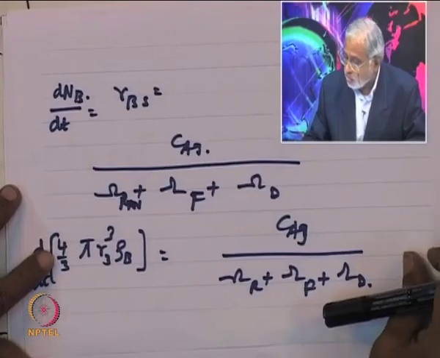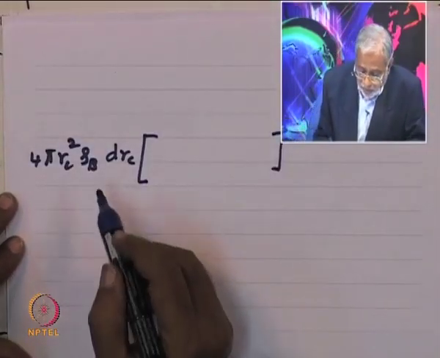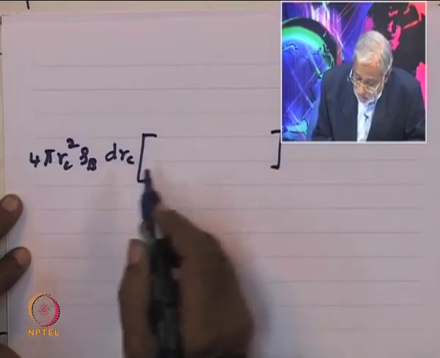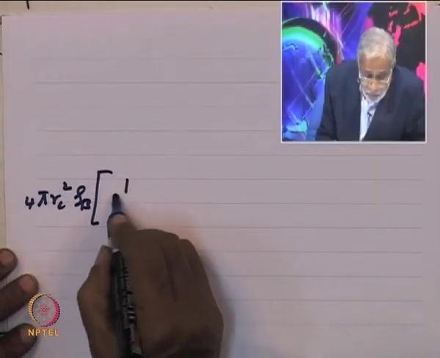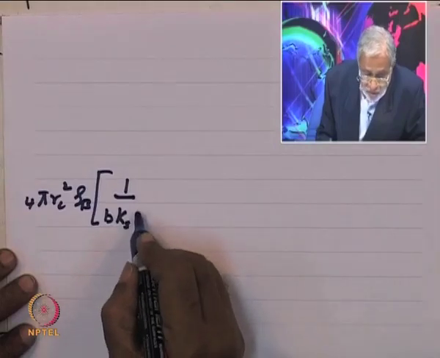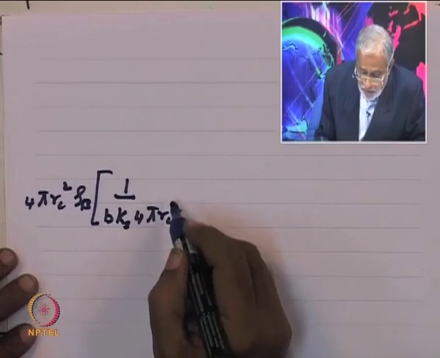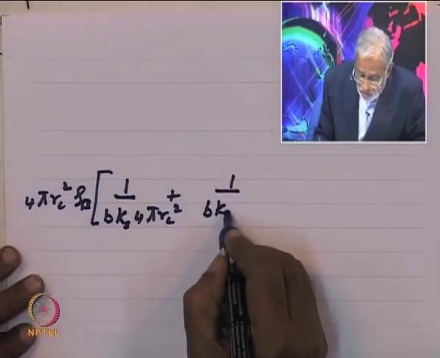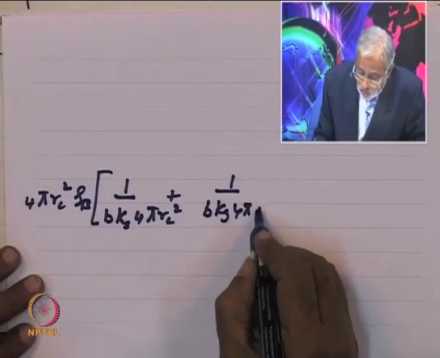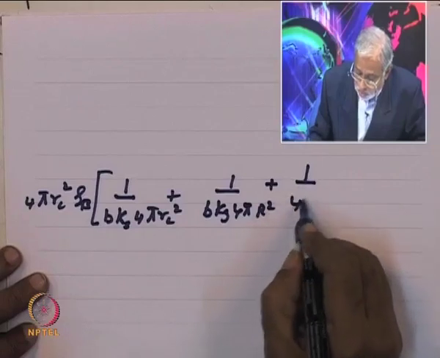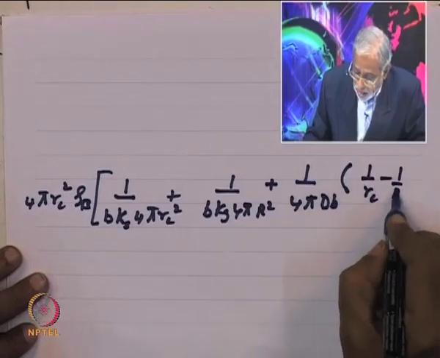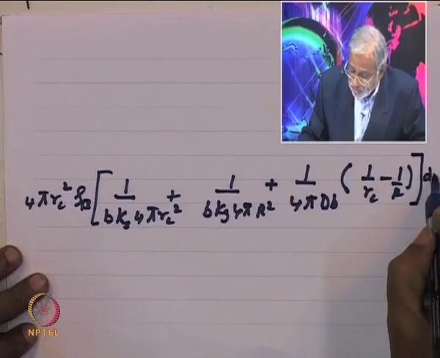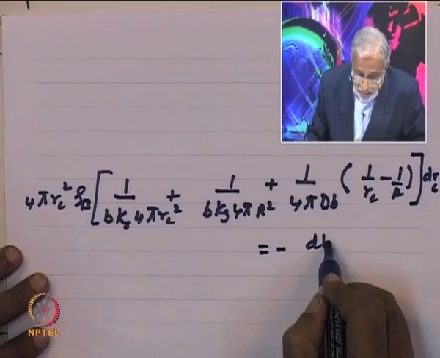We should multiply this by these resistances which you already calculated. So I am just going to do that term by term. The first resistance is, let me write it again, it is not coming out nicely: 4 pi R_C squared rho_b multiplied by 1 by b k_s 4 pi R_C squared, plus 1 by b k_g 4 pi R squared, plus 1 by 4 pi D_b within brackets of 1 by R_C minus 1 by R, dR_C equal to minus dt times C_AG.